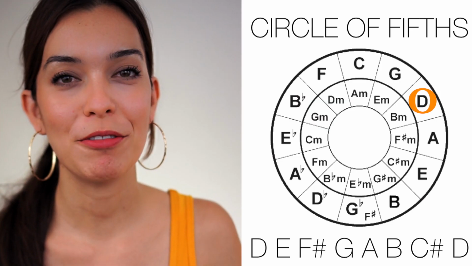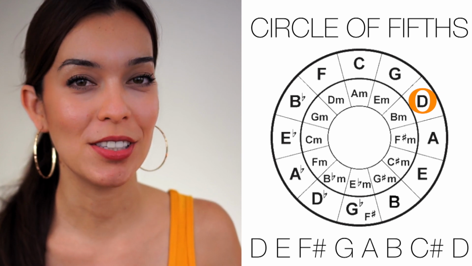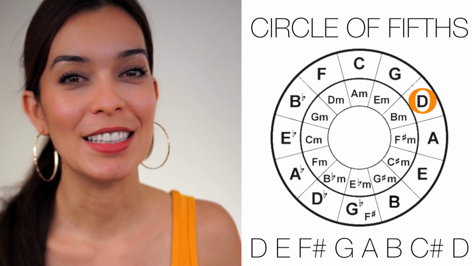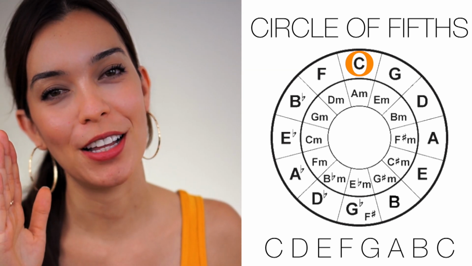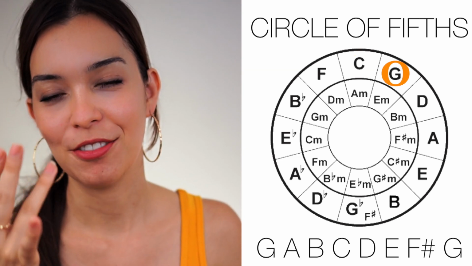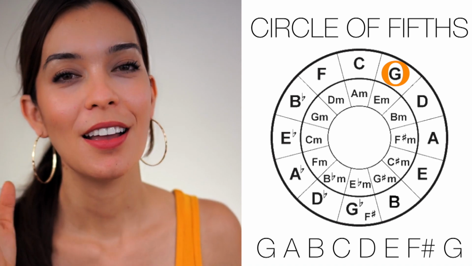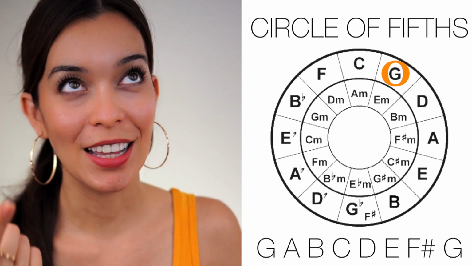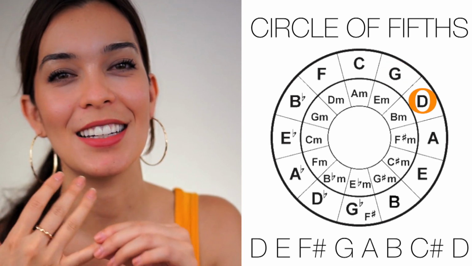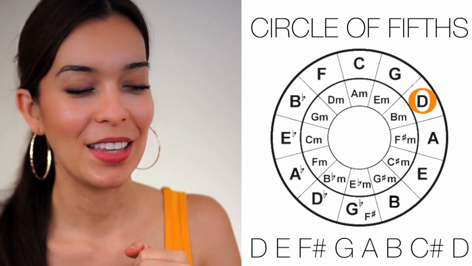Next question is, how many flats or sharps are in the D major scale? And that answer is 2, because first we have C with 0 sharps or flats, and then C, D, E, F, G is the next one. And that one had 1 sharp. And then we go G, A, B, C, D, that's the next scale. And that has 2 sharps.